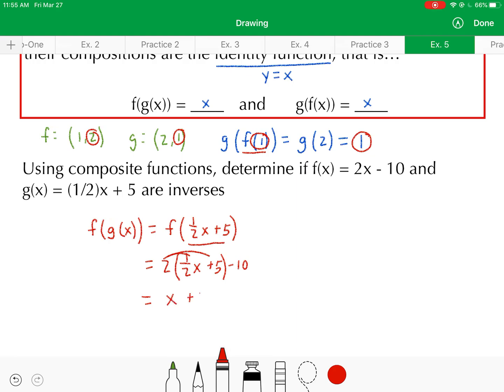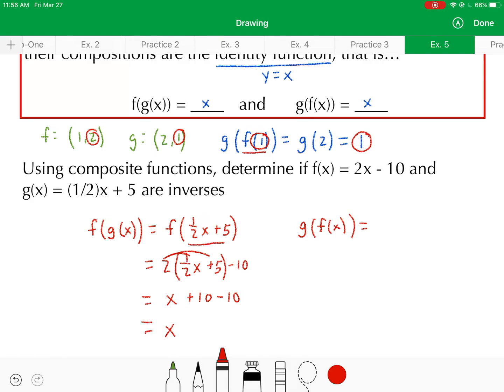Then I can distribute the 2 here, and I get x as a result. That's what I'm looking for. If these are in fact inverses of each other, the property above says the composition should result in x. Now, this is not enough to conclude that f and g are inverses, because recall that the operation of composition is not commutative. f of g of x does not always equal g of f of x, right? So I need to show this in the other direction just to verify.